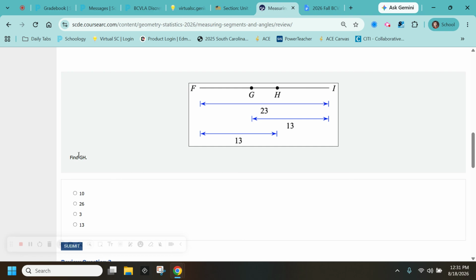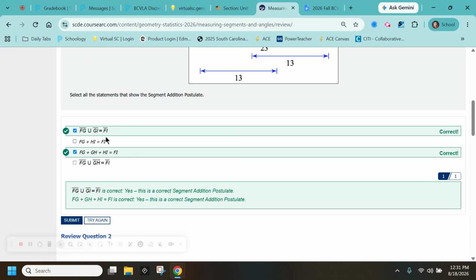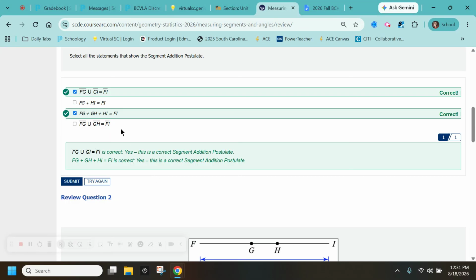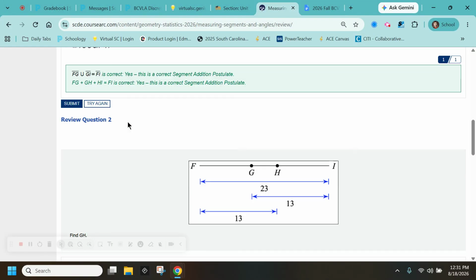Review question 2, find GH. So we know that the whole thing, FI, is 23. What are we trying to find? GH. We can use our segment addition from up here.